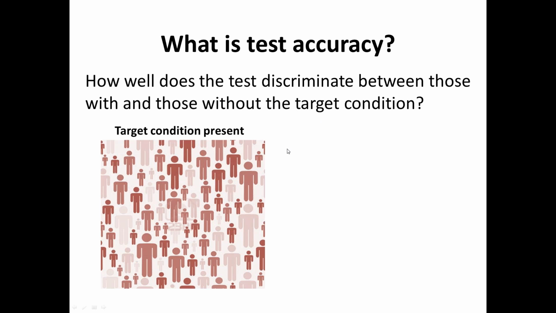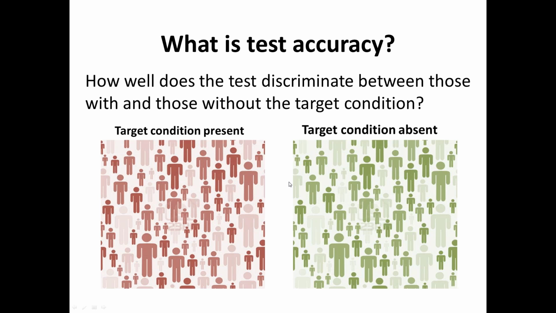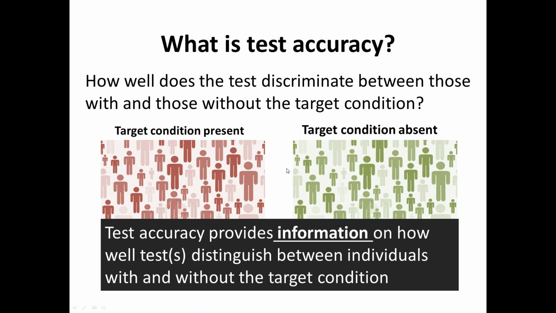So we can think in our study, we've got two groups of people, one group who have the condition, one group who don't have the condition. It might be they have a different condition, it might be that they don't have any condition at all. And we want to get a test which correctly puts, if you like, the brown people in one box and the green people in another box. So it provides information on how well tests distinguish between individuals with and without the target condition.